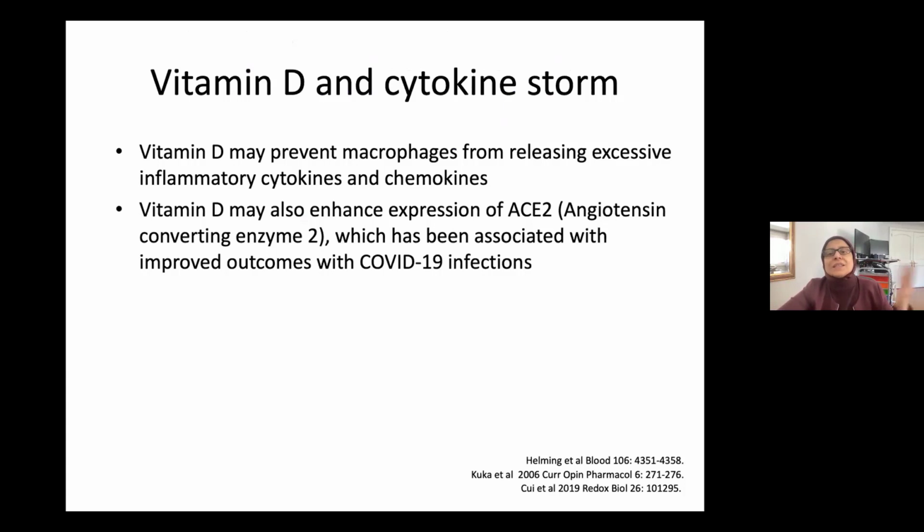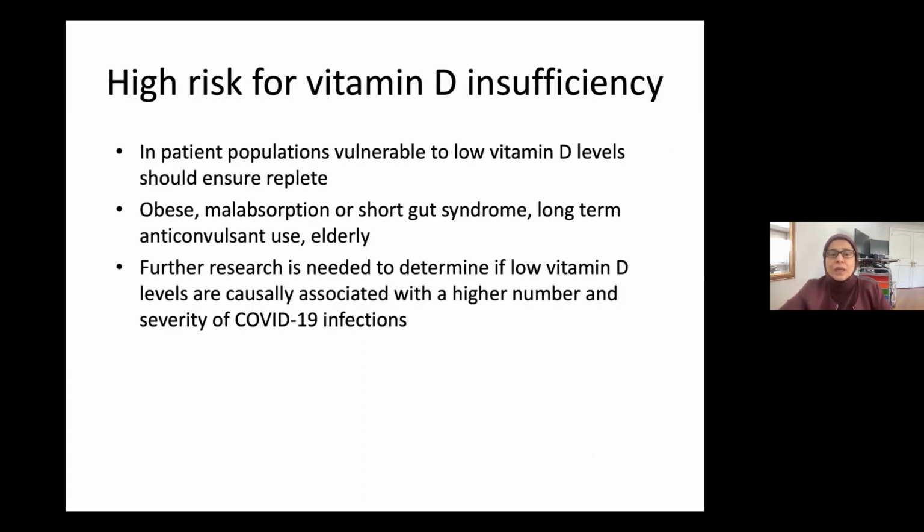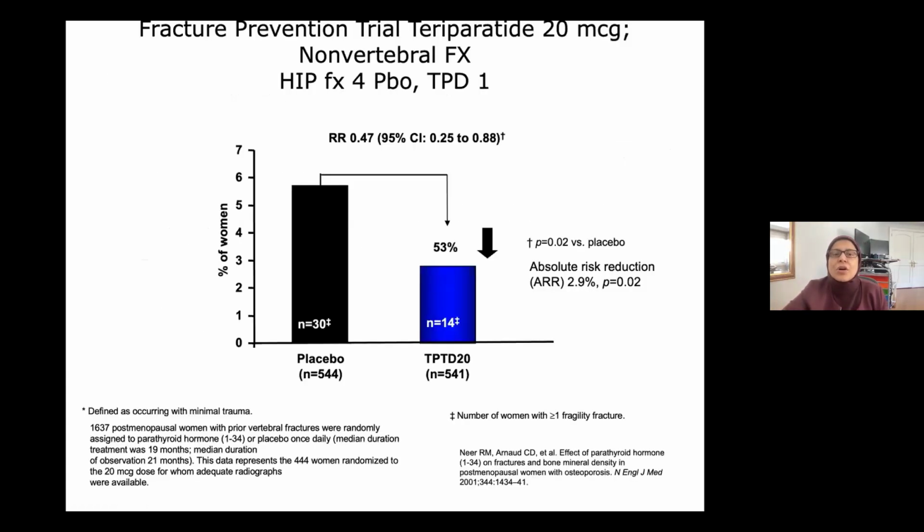Vitamin D may prevent the cytokine storm that is associated with ARDS and increased mortality, because vitamin D may prevent macrophages from releasing excessive inflammatory cytokines and chemokines. And it may also enhance the expression of angiotensin converting enzyme 2, which has been associated with improved outcomes with COVID-19 infections. So in particular, in those individuals who have a high risk of vitamin D insufficiency, the obese, the people who have malabsorption or short gut syndrome, or who are on long-term anticonvulsants, and our elderly patients, we need to ensure that their vitamin D levels are normal.